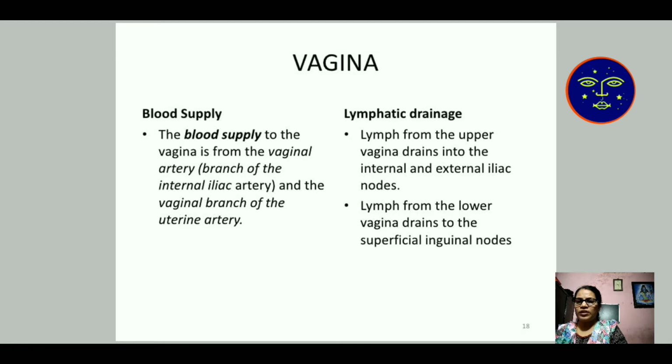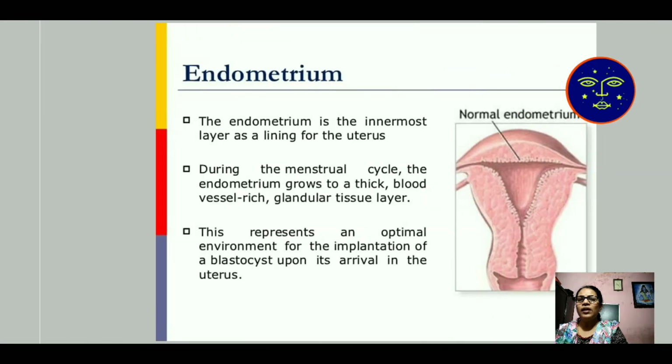Then we come to the vagina. The blood supply to the vagina is from the vaginal artery, the branch of the internal iliac artery, and the vaginal branch of the uterine artery. Lymphatic drainage also occurs in the vagina. The lymph from the upper vagina drains into the internal and external iliac nodes. The lymph from the lower vagina drains to the superficial inguinal nodes.